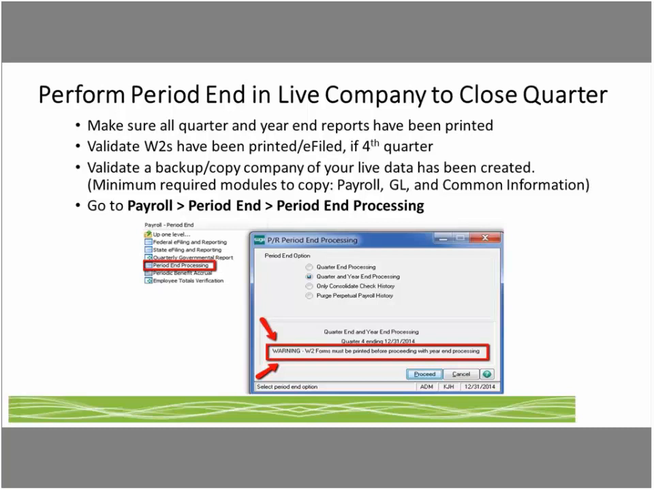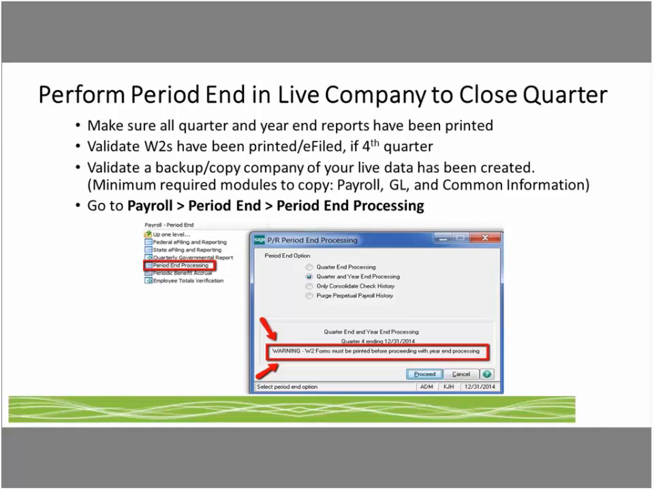For those of you who have a large number of modules, particularly where there's a large amount of data in those modules, you don't have to do a full company backup. You can pick particular modules. The ones that you will need at a minimum are listed right here: payroll, GL, and common information. When you pick payroll, the other two will auto-select themselves. That is, as a minimum, what you would need to be able to run payroll out of a backup company, should you need to do so.